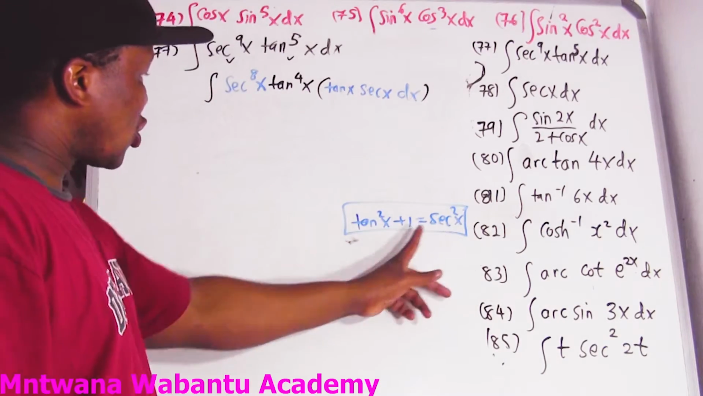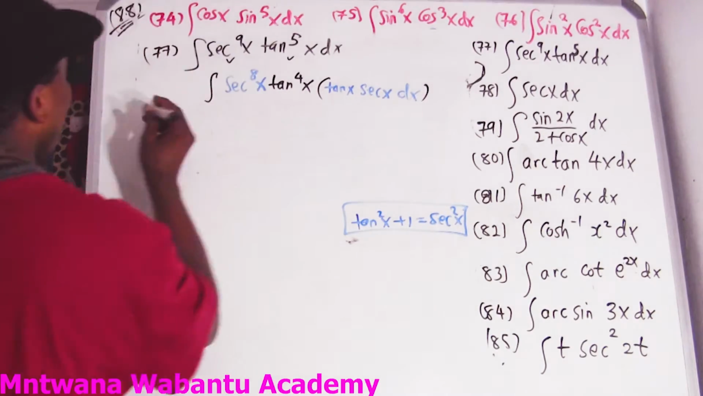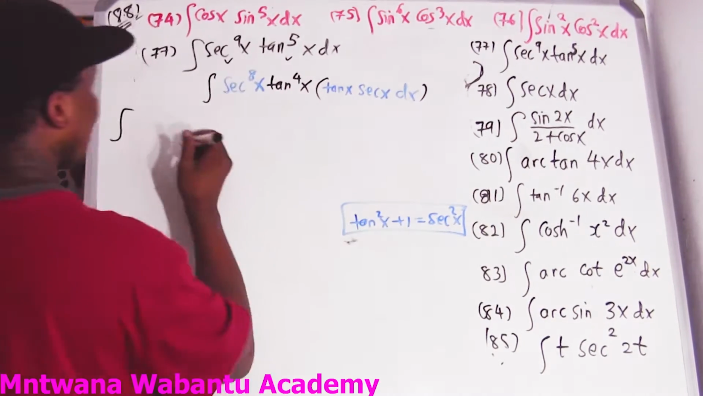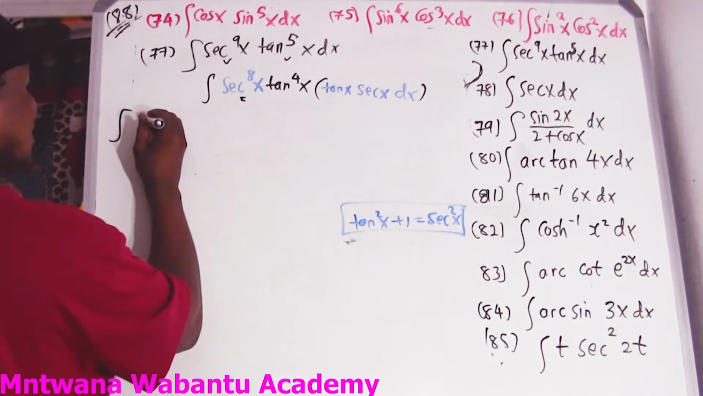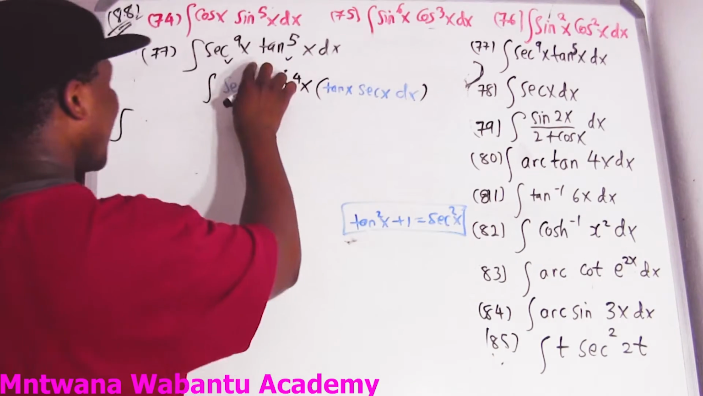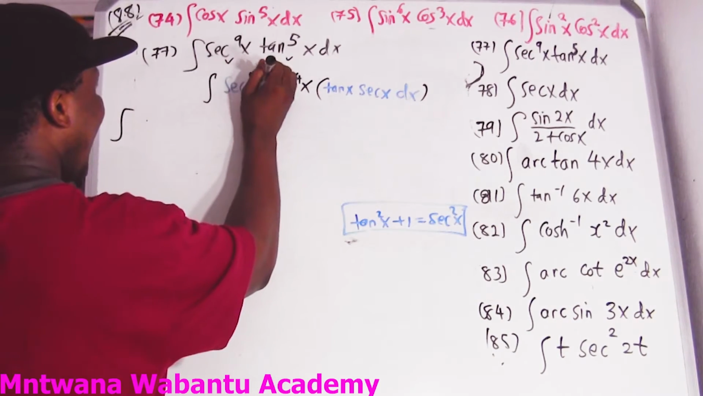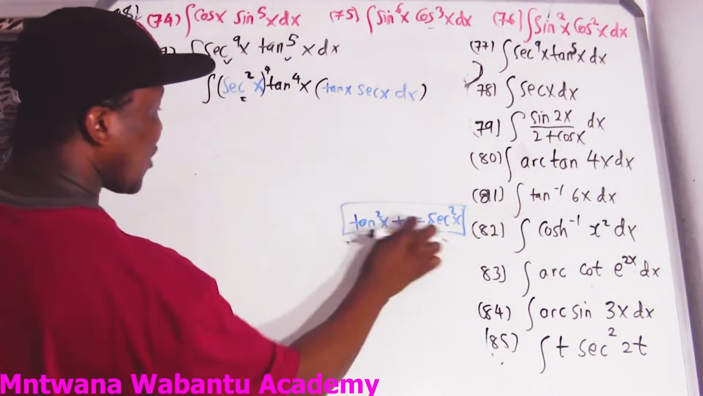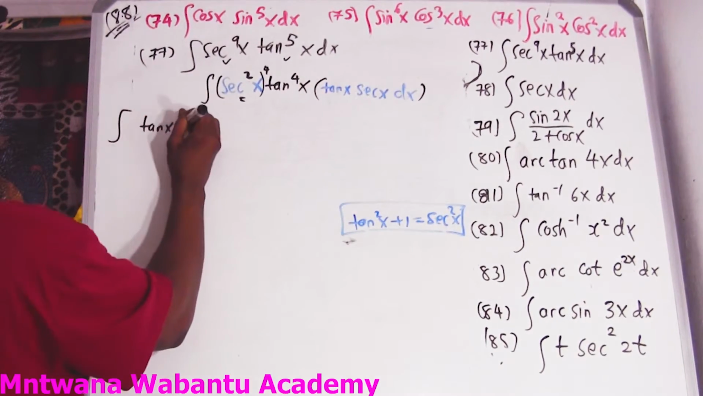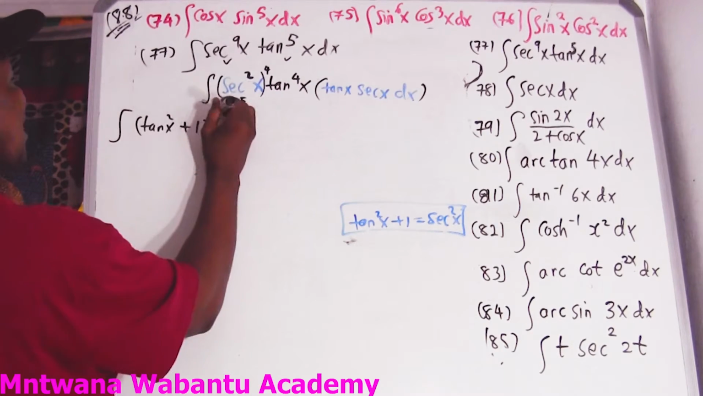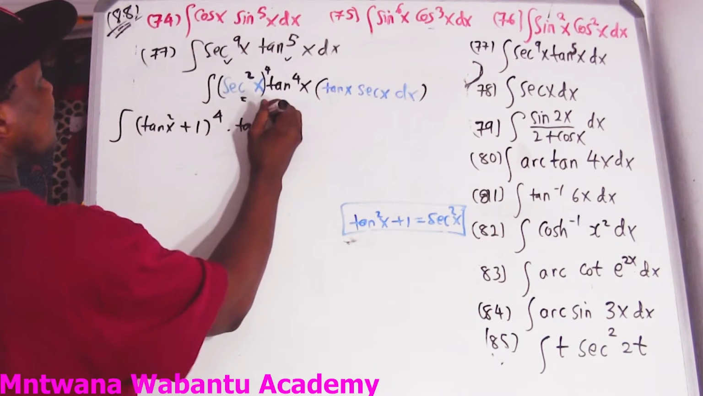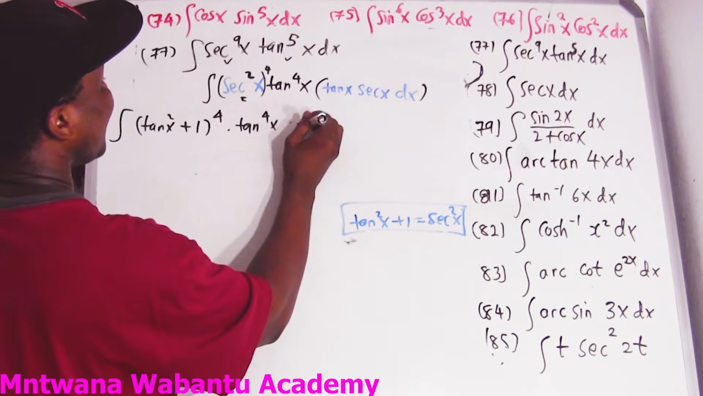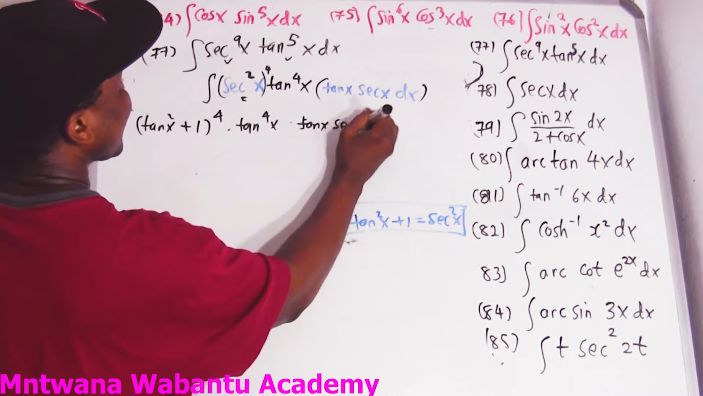Because sec squared equals tan squared plus 1, I'm going to say this is equal to the integral. Instead of sec, I'm going to say tan squared plus 1. But sec square, so I can say this, let me square it, and this is going to be power 4, still power 8, because I know sec square equals tan square plus 1. So tan squared x plus 1, and then power 4, and then here tan 4x, and this half here, tan x sec x dx.